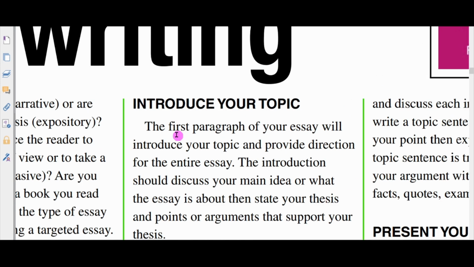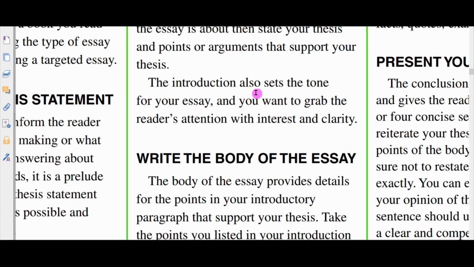After your thesis statement, introduce your topic. The first paragraph of your essay will introduce your topic and provide direction for the entire essay. The introduction should discuss your main idea or what the essay is about, and then state your thesis and the points or arguments that support your thesis. The introduction also sets the tone for your essay, and you should want to grab the reader's attention with interest and clarity.